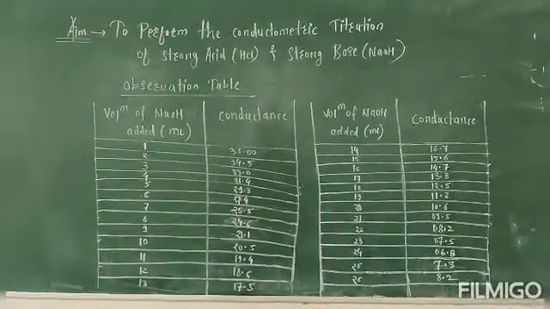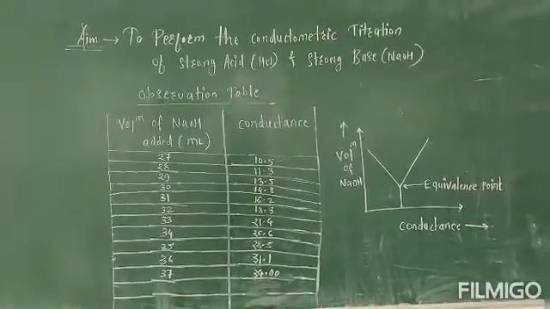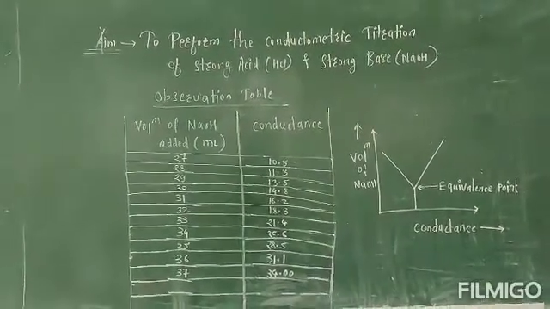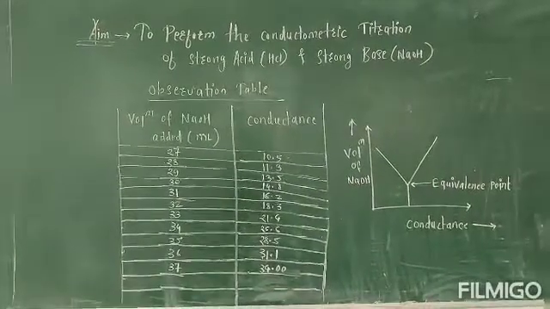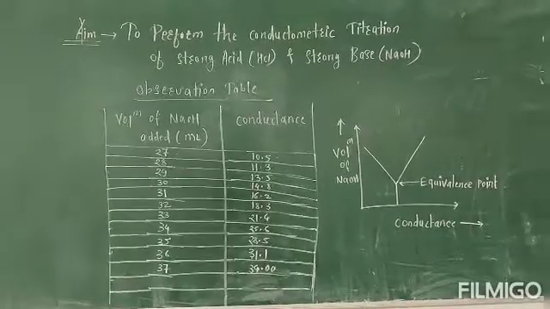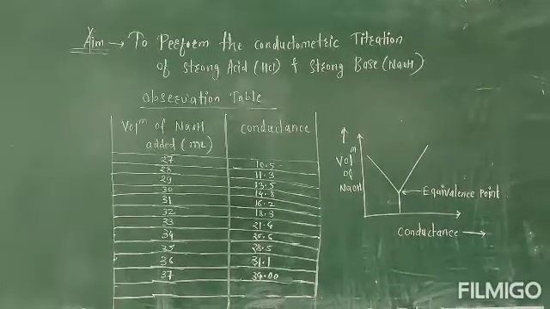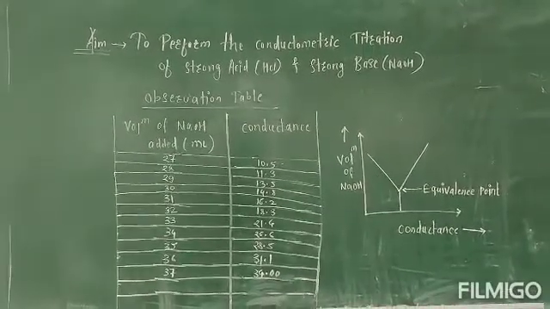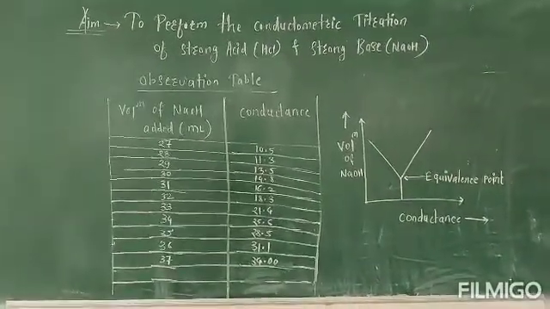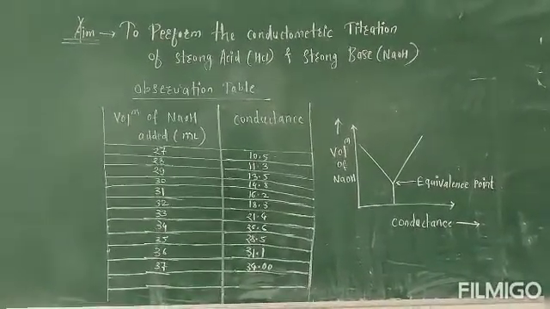After the equivalence point, after addition of NaOH, the OH- ion concentration in the solution increases. Therefore, the conductance also increases after the equivalence point. We can see in the right diagram that on the x-axis conductance is given and on the y-axis the volume of NaOH is given. First the conductance is greater, then it decreases up to the equivalence point, and again it increases after the equivalence point.